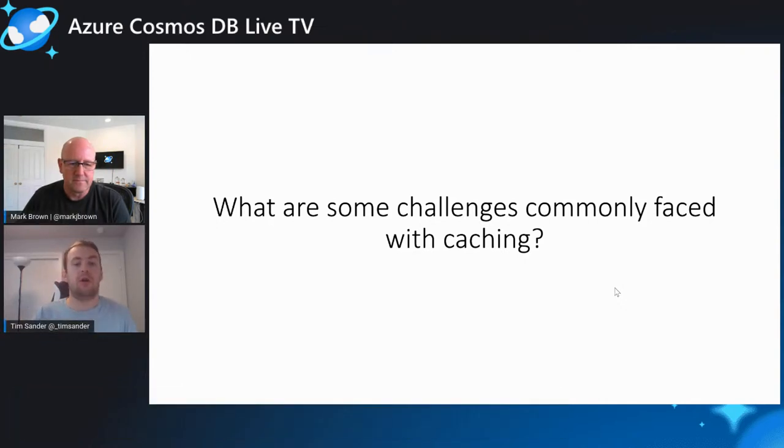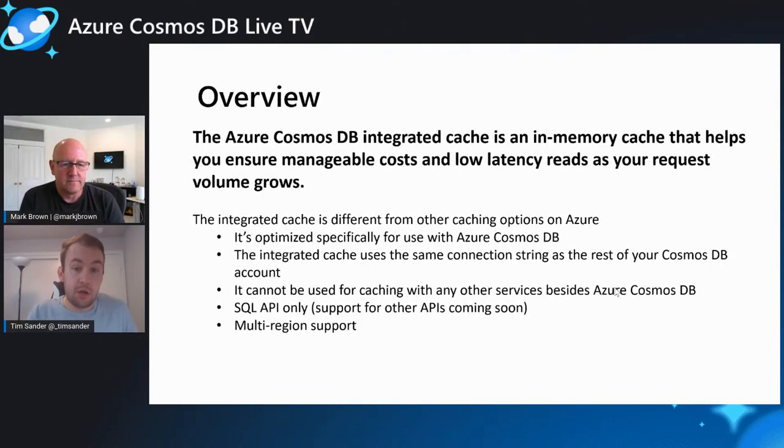So this is what we want to also solve with the integrated cache. We want to give customers a way to add caching to an existing Cosmos DB workload without having to manage a separate cache and without having to make really any code changes at all.